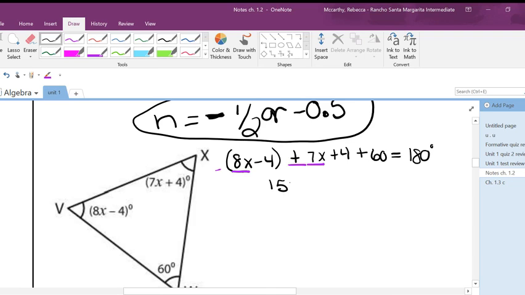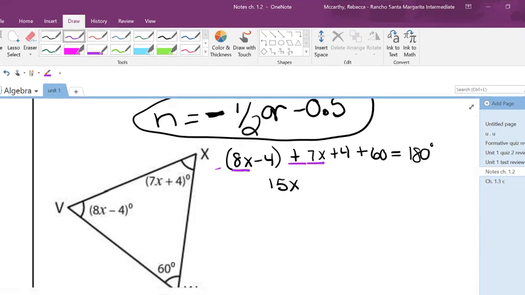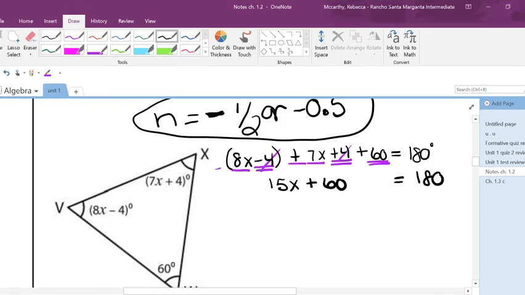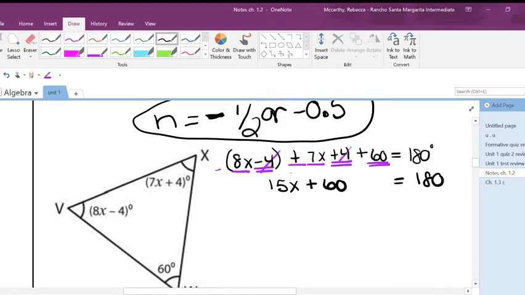And I'm going to combine my constants, and when you're doing everything with pencil, I do like a double line there and there. So I have a -4 and a +4. Well, they cancel out, so the only thing I have left is a +60. And that equals 180.